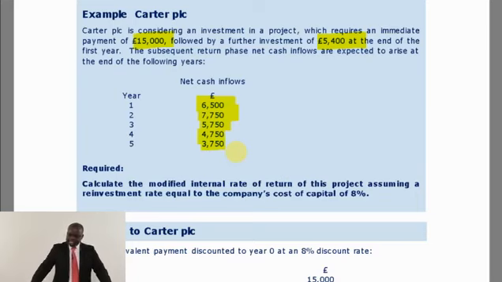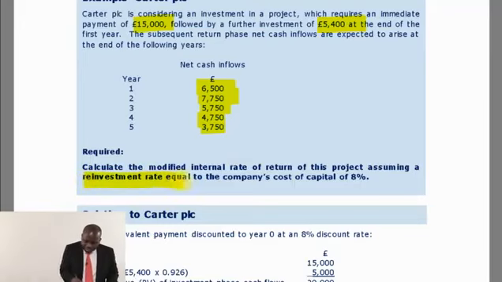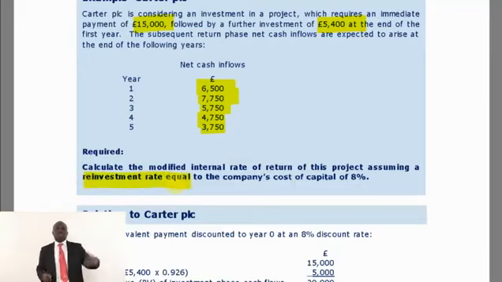Calculate the modified internal rate of return of this project, assuming a reinvestment rate equal to the company's cost of capital of 8%. To be honest with you, the examiner is not going to give you this bit, telling you, assuming the reinvestment rate is the cost of capital.